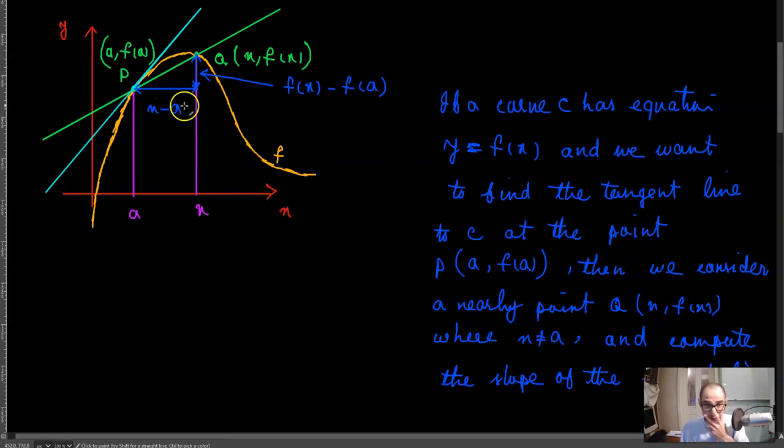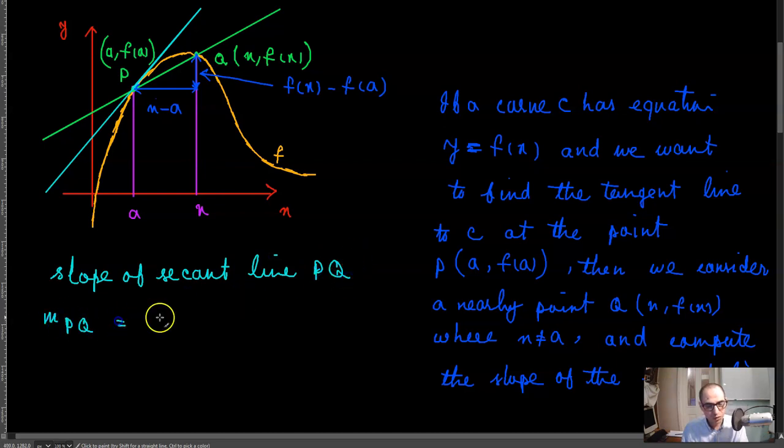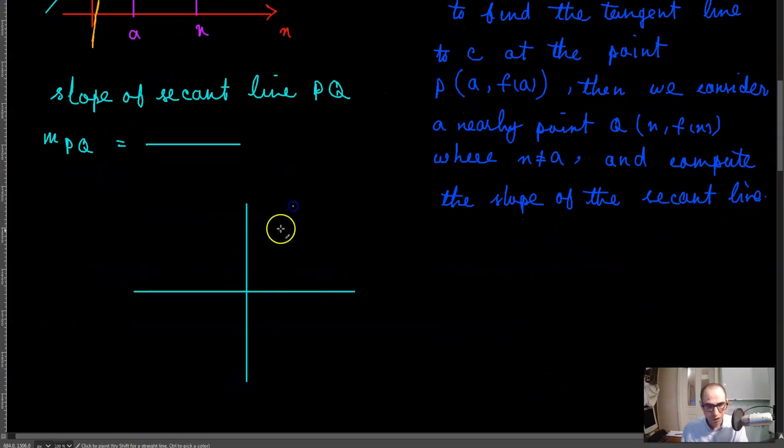Then what we can do is consider this point Q, which is near P, with coordinates x and f of x, right? We note that x is not equal to a, and then we compute the slope of the secant line, which is the line PQ. So the slope of the secant line PQ, m of PQ, is equal to, when you want to find the slope of a line, what do you do? For example, let's say that you have a line in this coordinate system, with some point on the line, call it x1, y1, and another point, for example, x2, y2, right?